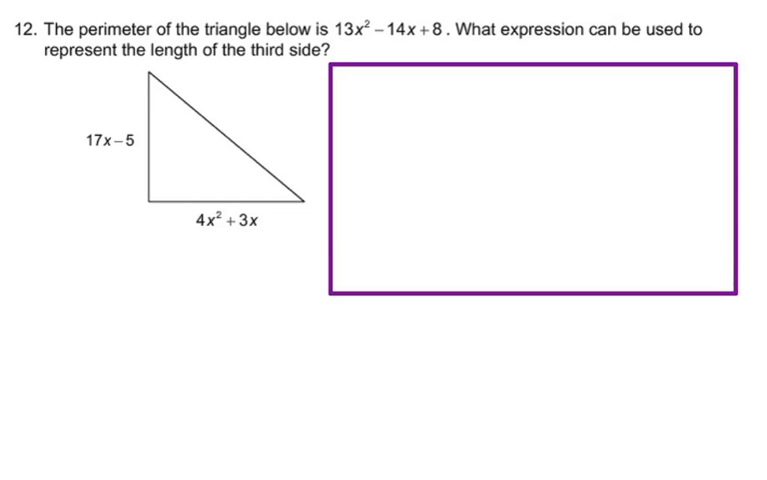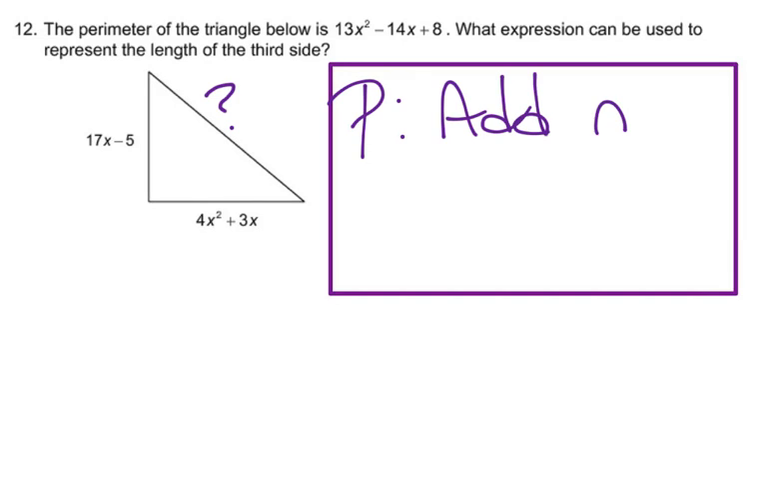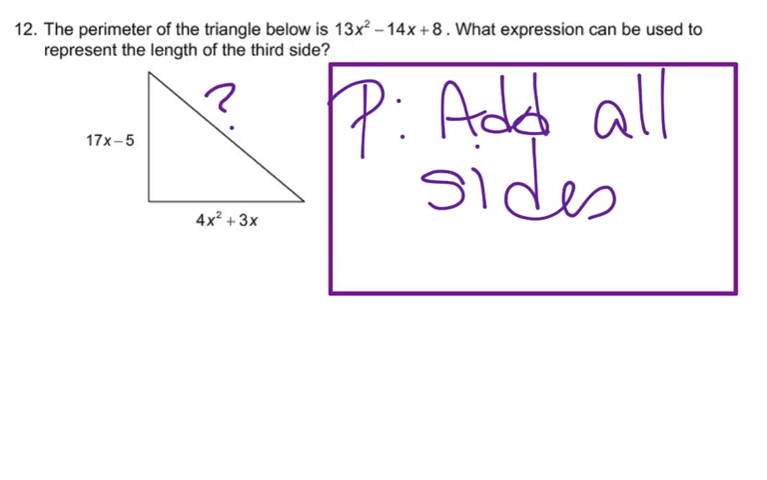The perimeter of the triangle below is 13x squared minus 14x plus 8. What expression can be used to represent the length of the third side? So we're missing this. You need to realize that perimeter means to add all sides. So if I add these sides, they have to give me this.